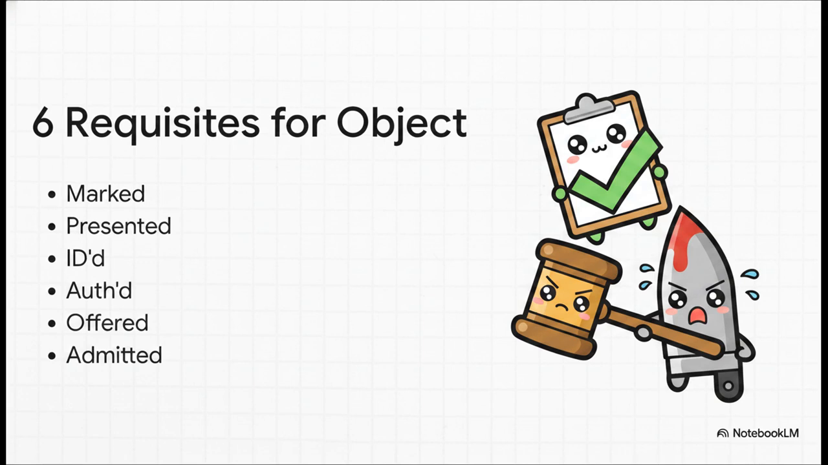strict requisites. You can't just whip out a surprise weapon in the middle of a trial like it's some dramatic TV show. First, it absolutely must be marked during pretrial. Second, actually presented in court. Third, identified or authenticated. Fourth, that authentication has to be done by a competent witness, someone with actual personal knowledge. Fifth, formally offered into evidence. And finally, number 6, the court must officially admit it. Miss even one of these steps and your crucial piece of evidence is completely worthless.